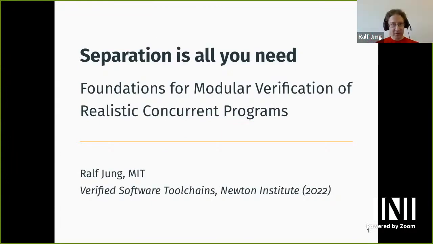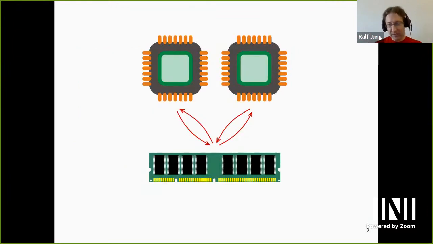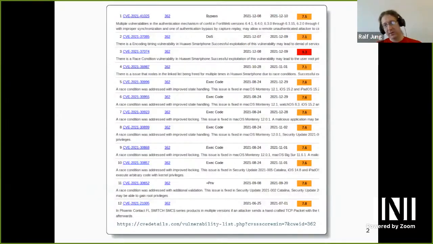Yes, thank you for the introduction. Indeed, I will be talking about verification of concurrent software today. So the observation is that to make the most out of modern hardware, modern programs are increasingly concurrent. And sometimes they are concurrent with pretty catastrophic effects, as can be seen from this list of critical security issues that have been caused by concurrency bugs in just the last half a year.